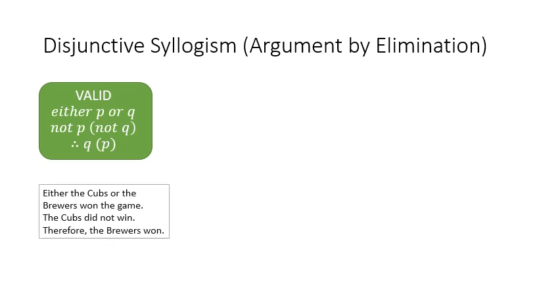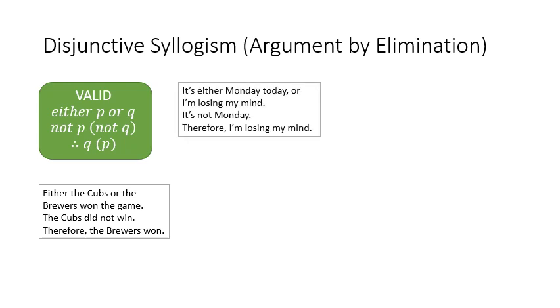So here's a pretty straightforward example. Imagine the Cubs and the Brewers are playing. So you could say, well, either the Cubs or the Brewers won the game. And if you know that the Cubs didn't win, you can infer that the Brewers won. One of those 2 teams had to win, and if you know that one didn't, then the other did. It's either Monday or I'm losing my mind. It's not Monday, therefore I'm losing my mind. If those are the only 2 options, and you eliminate one, you have to conclude the other.